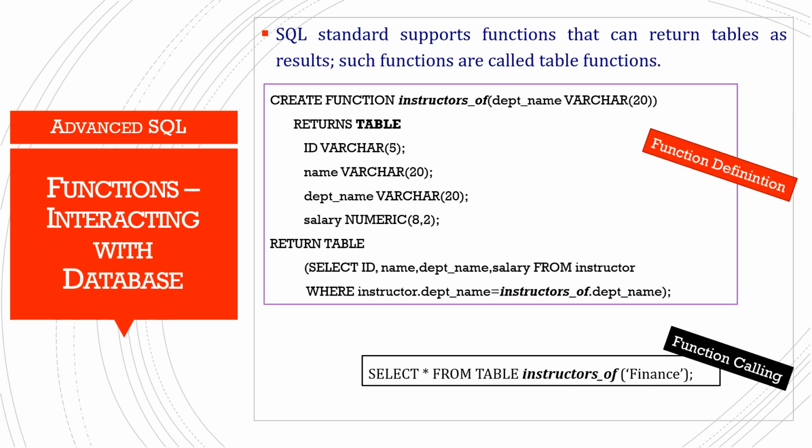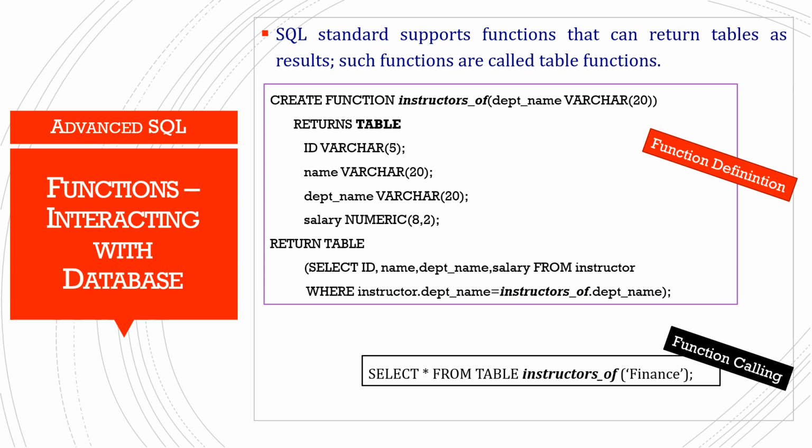Okay. The SQL standard supports functions that can return tables as results, and such functions are called table functions. So till now in all our examples, we are returning the variable as either varchar2 or integer or number, right? So SQL supports returning tables also as a result. So the keyword table should be used for that. Okay, so let us see one example.